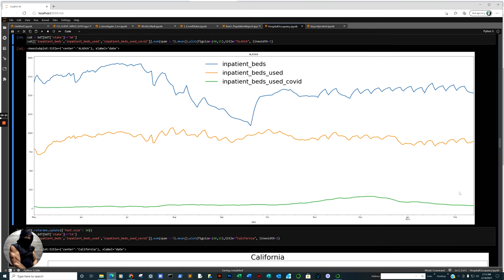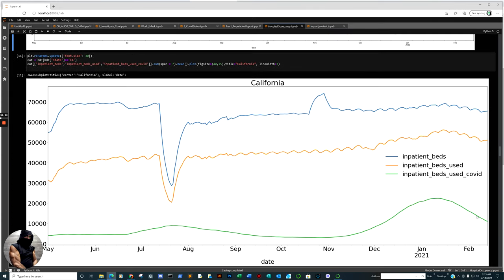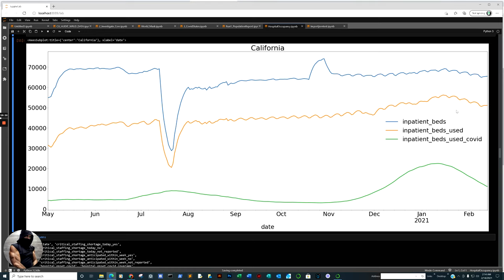Inpatient beds used for COVID, against, what was it, 2? So that gives you an idea. And yet, it seems like all the vaccines are going to Alaska. So here we are, California. A massive drop in basically that inpatient beds used, and that's all up to date this February.